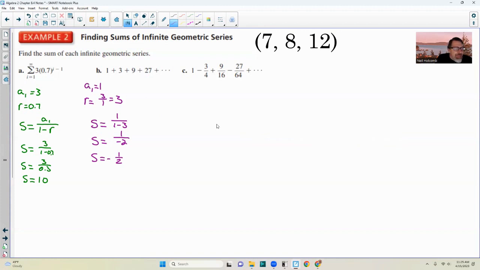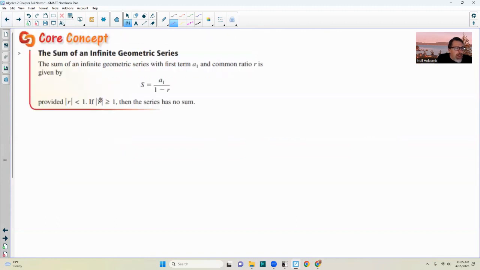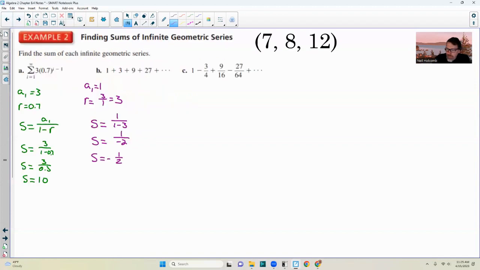Oh, here I'm sitting here thinking out loud. I'm not going to stop this video and start over. Okay, so what happened here? I wasn't thinking. Our absolute value of r is greater than or equal to 1, so the series has no sum. So it is not negative 1/2. So I'm going to now erase this. We have to keep in mind, right here, you stop and you say the absolute value of r is greater than or equal to 1. Therefore, no sum. Okay, all right, got it.